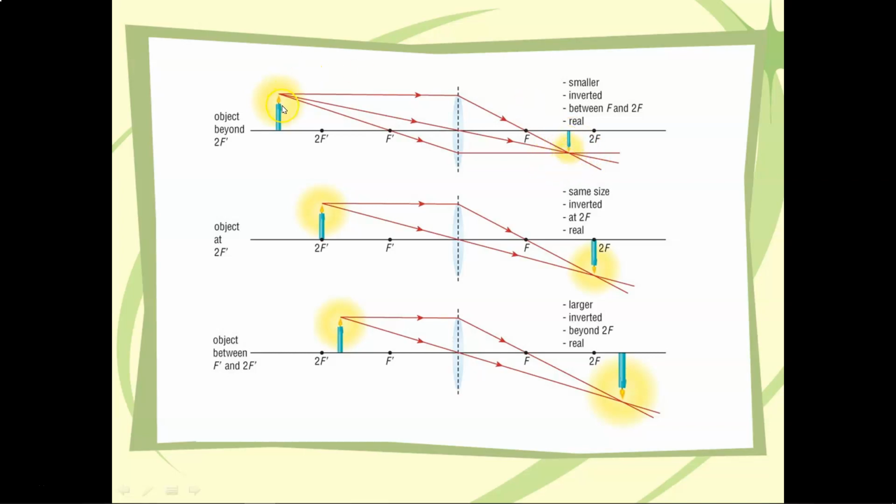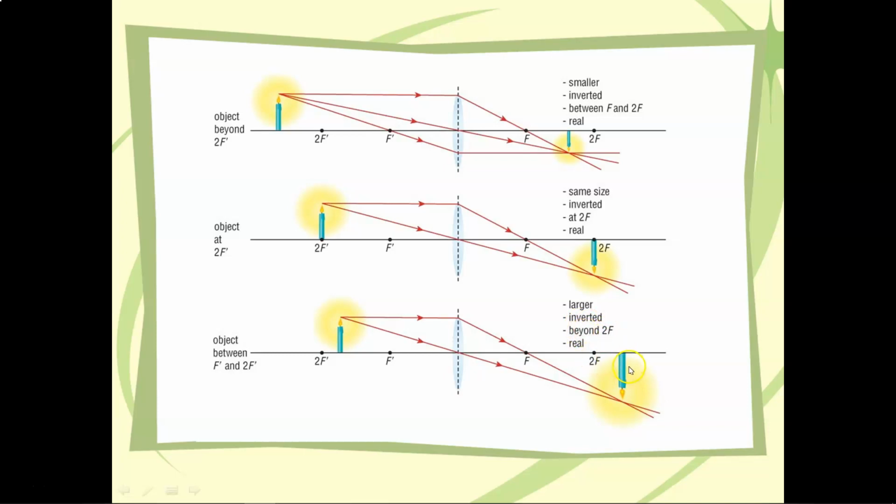Now if we move the object a little closer to the lens, say at 2f', you'll notice that the image and the original object are now the same size. It's still inverted, so facing the opposite direction, and now it's located at 2f itself. And because these are real light rays that converge, it is a real image. I hope you're starting to see a pattern, because as the object gets closer and closer to the lens, you'll notice the image is getting bigger and bigger and bigger. So when it's between 2f' and f', it's now a larger image. It's still inverted.